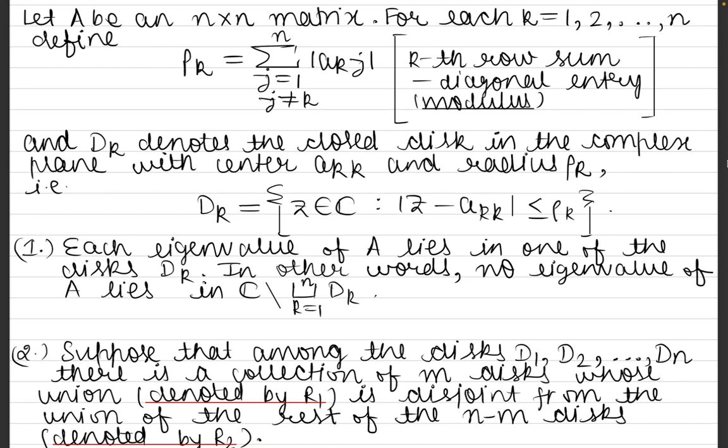In other words, no eigenvalue of A lies in C minus the union of D_k, k going from 1 to n. What does it mean basically? It says that all the eigenvalues lie in this union of D_k's.